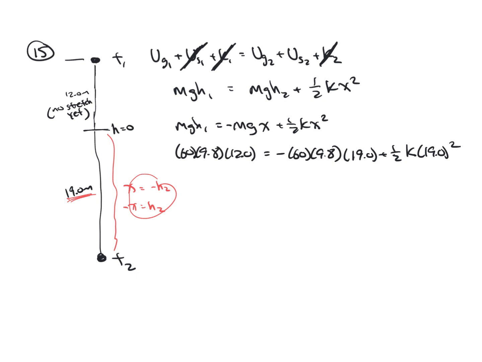All right, so let me calculate some of these things. Left side, 7,056. First term on the right side, negative 11,172. And then plus half of 19 squared, 180.5 k. Okay, so k is going to be 7,056 plus 11,172 divided by 180.5.